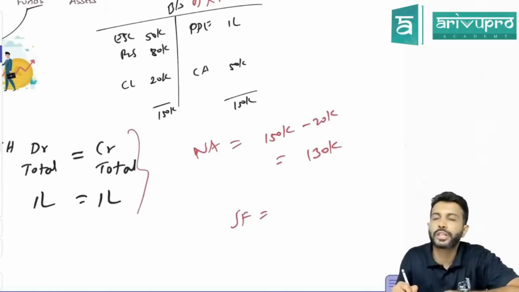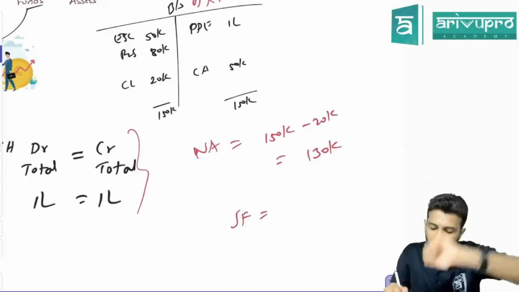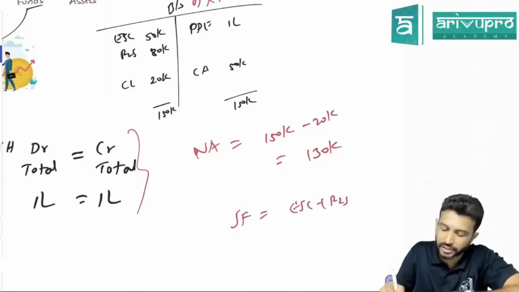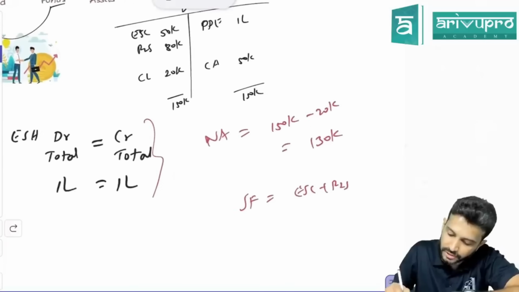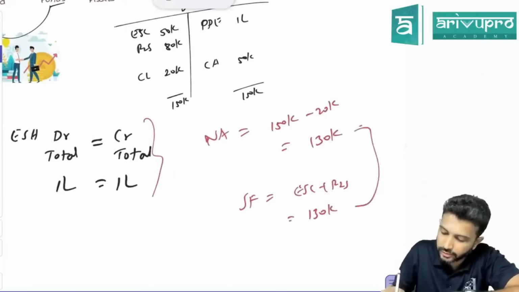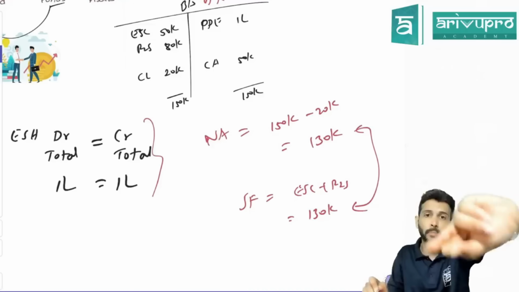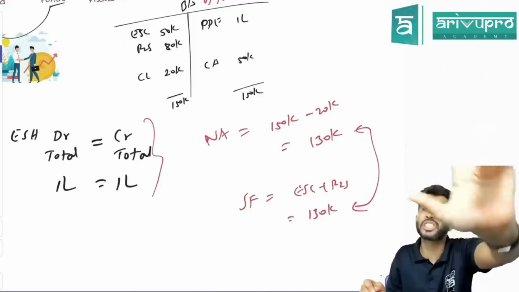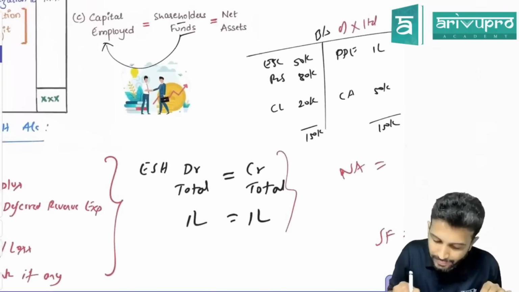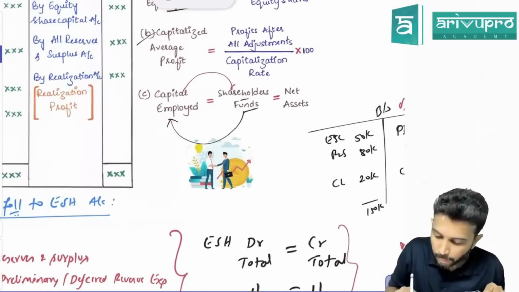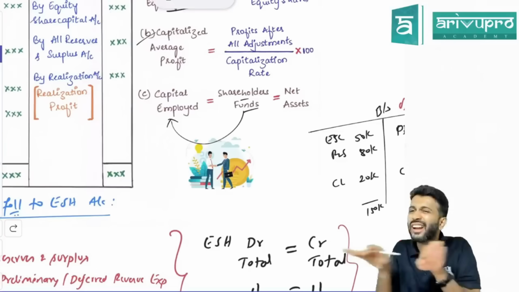Now, can you calculate shareholders' funds for me here? What will you show in the shareholders' funds? Equity share capital and reserves and surplus. Calculate 50 plus 80. How much is that? 1,30,000. Any different or same? Same. So sometimes in the problem, instead of net assets, they may use the term shareholders' funds, or they may say capital employed. Capital employed, shareholders' funds and net assets are all the same.